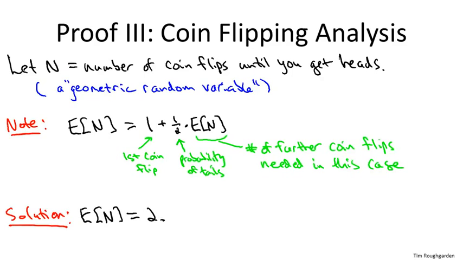To make sure you haven't lost the forest for the trees, let me remind you why we were talking about this coin flipping analysis in the first place. Recall on the previous slide, we showed that Xj, the number of recursive calls you expect to see in a given phase j, is bounded above by the expected number of coin flips until heads. So this exact calculation of 2 for the coin flips gives us an upper bound of 2 for the number of recursive calls on average in any given phase j.